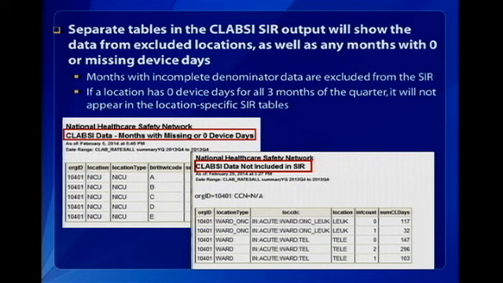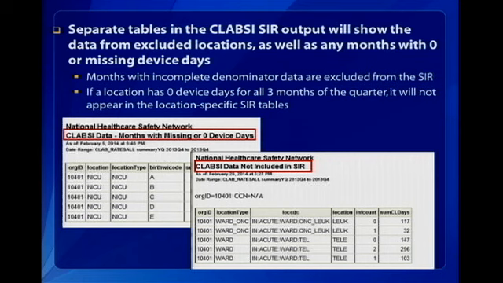So there are separate tables in the CLABSI SIR output that will show you the data from excluded locations, as well as any months with 0 or missing device days. And as you may know, months with incomplete denominator data are excluded from the SIR. You will get an alert if that data was in plan. And if a location has 0 device days for all 3 months of the quarter, it will not appear in the location-specific SIR output table. You can only find it at this bottom table.